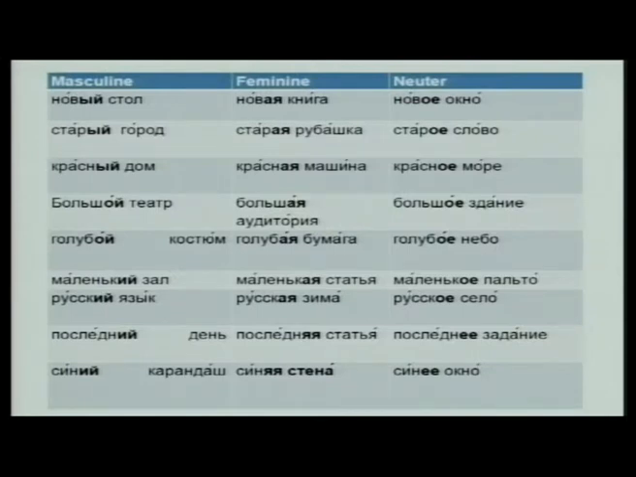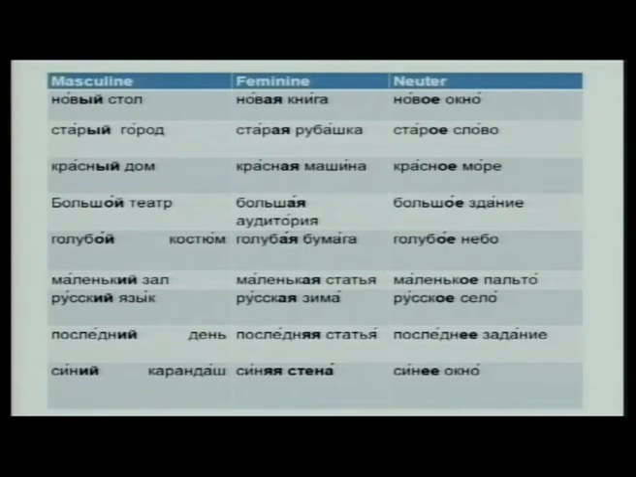Let's learn the meaning of these words and expressions. Новый стол, new table. Новая книга, new book. Новое окно, new window. Старый город, old city. Старая рубашка, old shirt. Старое слово, old word. Красный дом, red house. Красная машина, red car. Красное море, red sea. Большой театр, the big theater, as we have in Russia by the name Большой театр.